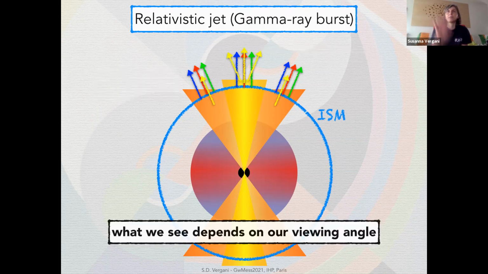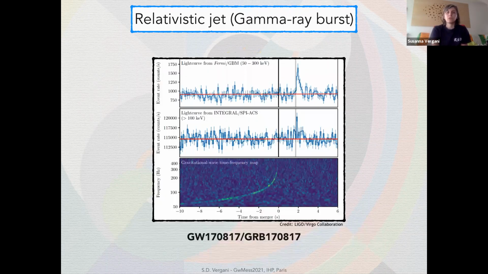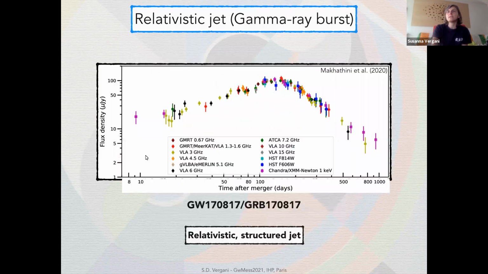Again, also for the relativistic jet part, what we see will depend on our viewing angle. So here is to show you some example related always to GW170817. This is the gamma ray detection that has been performed by the Fermi and INTEGRAL satellites less than 2 seconds after the gravitational wave event. And this is the relativistic jet afterglow.